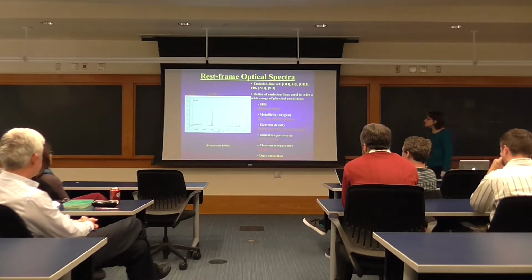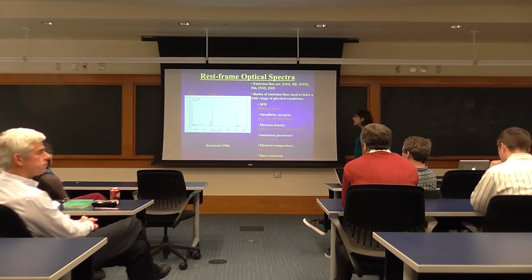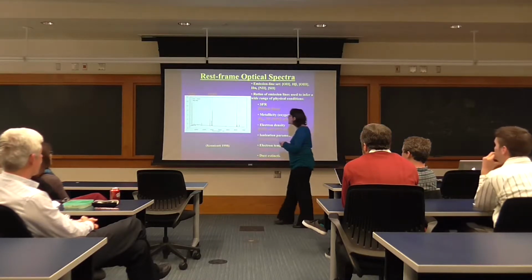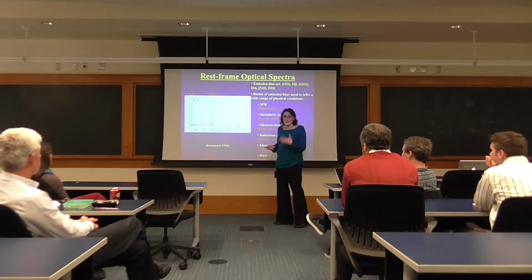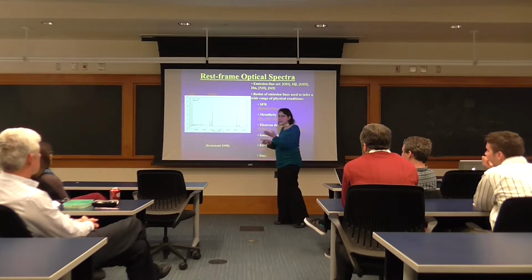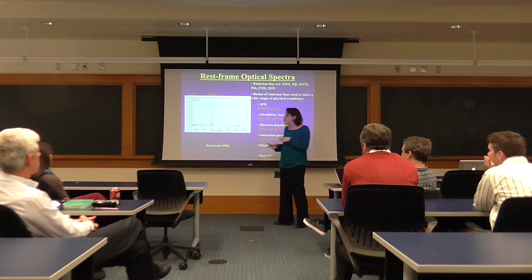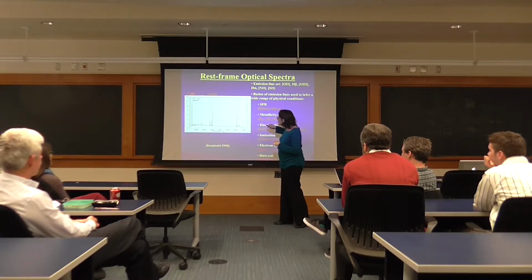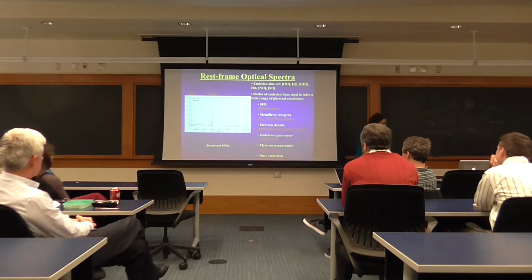You can also learn something like the ionization parameter, which tells you about the overall ionization state of the H II regions. It's determined by the relative density of ionizing photons to particles. And one empirical measure of this is the O3 to O2 ratio, and some other assumptions.